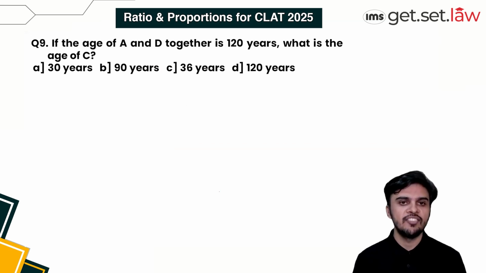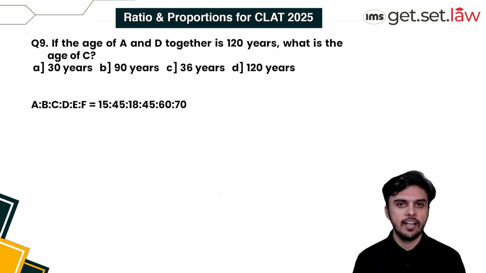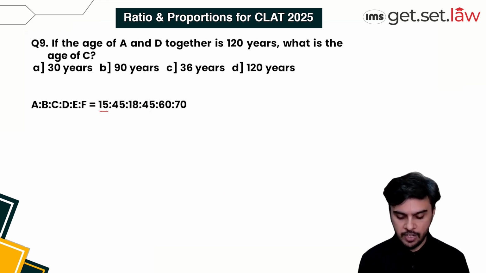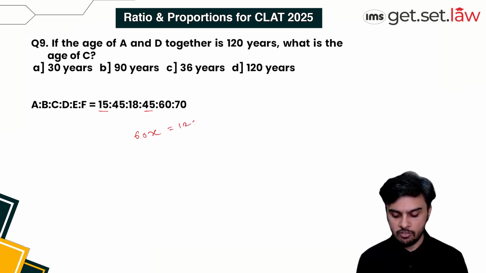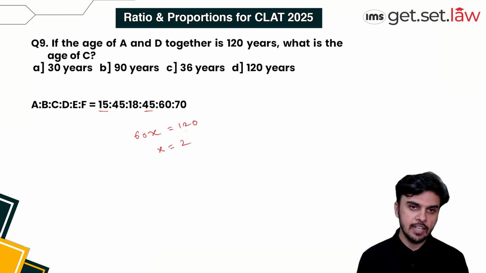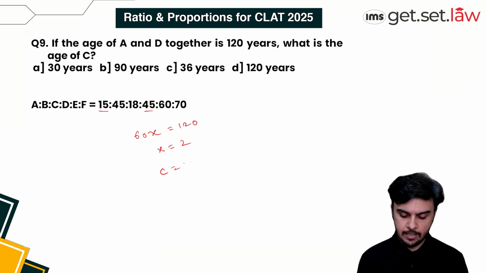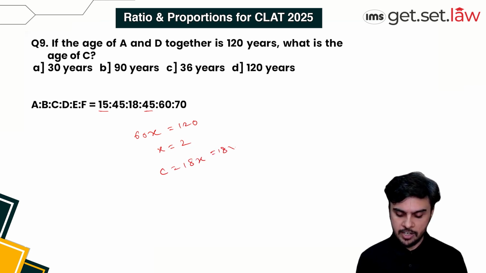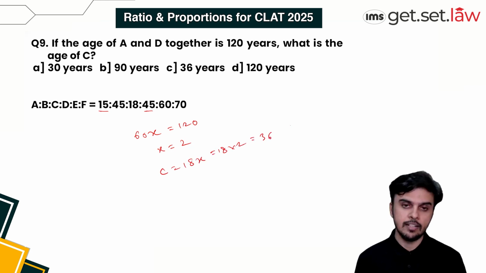Next question. If the age of A and D together is 120 years, what is the age of C? A and D together 15x plus 45x. So total of A plus D is 60x, which is equal to 120. So x is equal to 2. What is the age of C? Age of C is 18x. So 18 into 2 is 36 years. Age of C is 36 years. Option C is the right answer.